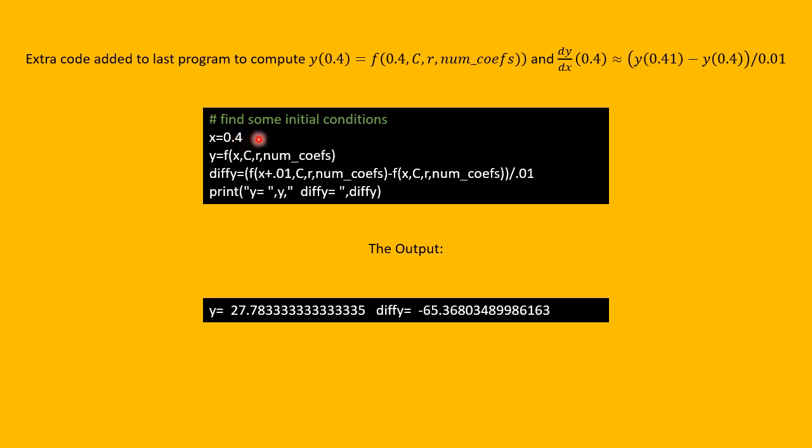We can let x be 0.4 and calculate the value of y using that value of x. The derivative of y with respect to x is approximately equal to f of x plus 0.01 with those same other parameters minus f of x with those same parameters, divided by 0.01, this stuff right here. And then we'll print out the value of y and the derivative of y with respect to x, and the values we get are y is 27.783, the derivative of y with respect to x is about minus 65.368.